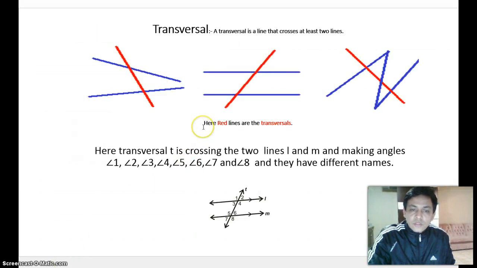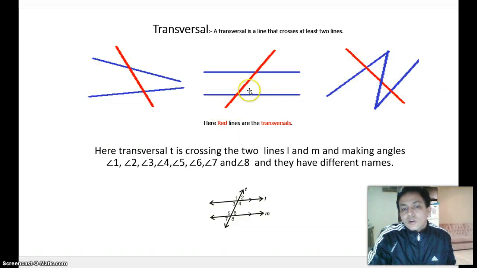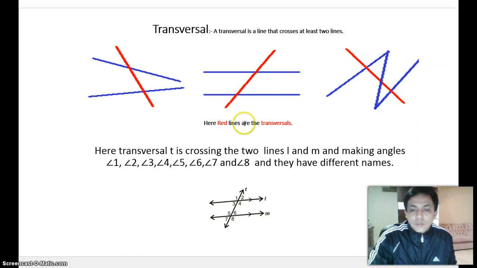Now let's talk about the transversal. A transversal is also a kind of line, but a little bit different. A transversal is a line that crosses at least two lines. Here we can see the first, second, and third ones, all red. The first is crossing two lines, the second is also crossing two lines, and the third is crossing three lines. All these red lines are called transversals because they cross at least two lines.